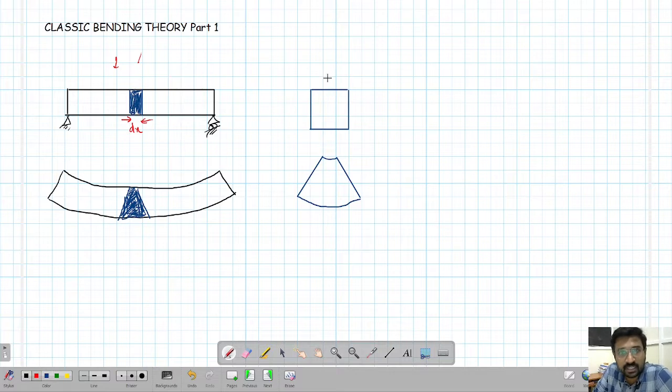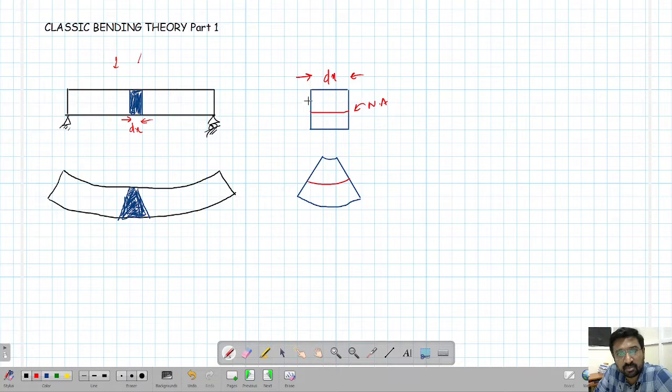The original length was dx. Now it is increased or reduced. We can say at the top it has reduced, at the bottom it has increased. So there will be some portion in between whose length has remained unchanged. This is what is known as the neutral axis.